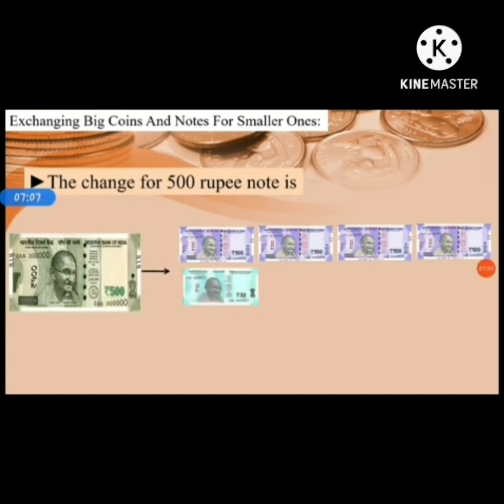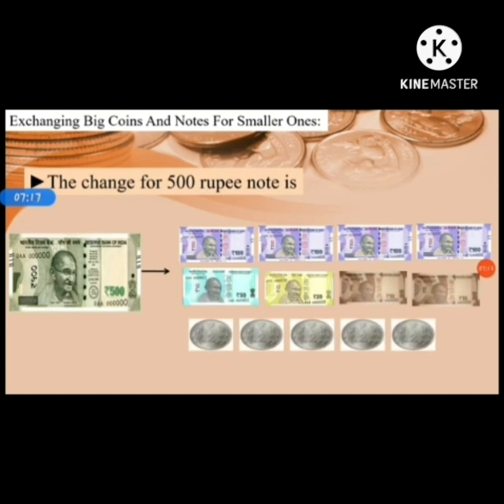4 notes we can take, and a 50 rupee note, and a 20 rupee note, plus 10 plus 10, rupee 2 notes, and we will take 2 rupee 5 coins. Now if you add all this, it will make a 500 change. See, 100 rupee 4 notes, 50 rupee 1 note, 20 rupee 1 note, and 10 rupee 2 notes, and 2 rupee coins we will take 5. So it will make a 500 change.